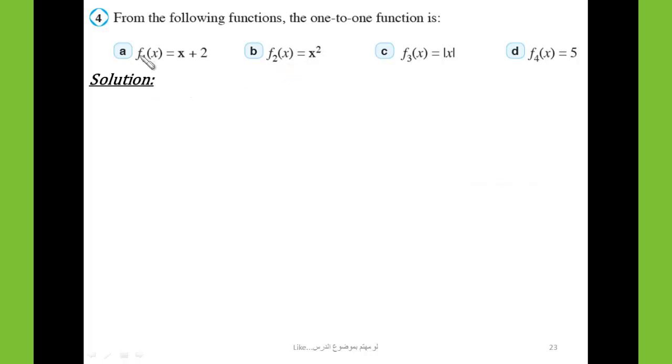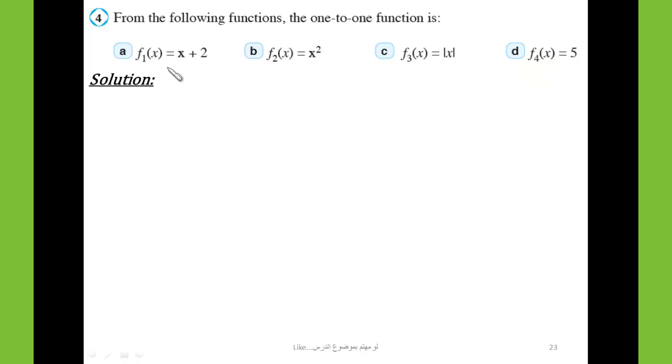Solution: f1 is a linear function, f2 is a quadratic function, f3 is an absolute value function, and f4 is a constant function. When you draw a horizontal straight line, it will cut the quadratic function at 2 points. So f2 is not a one-to-one function. Also, when you draw a horizontal line, it will cut the absolute value function at 2 points. Also, with respect to f4.